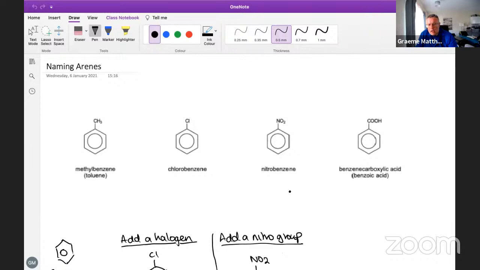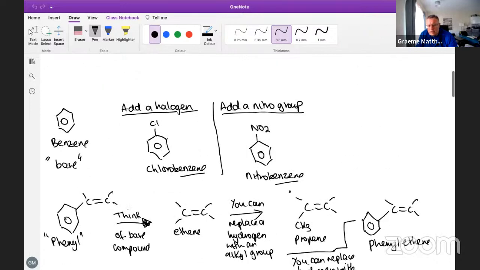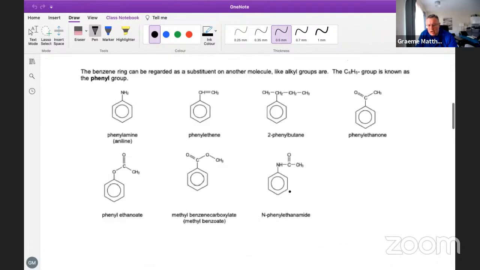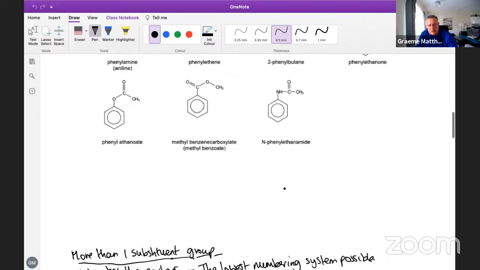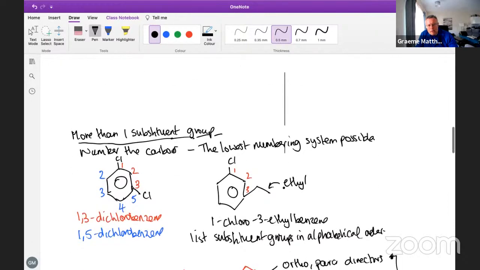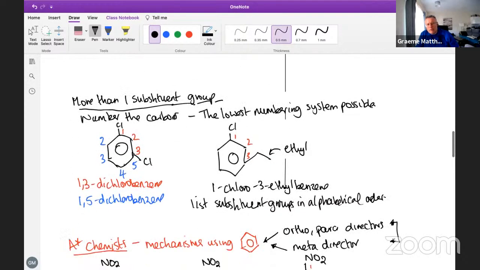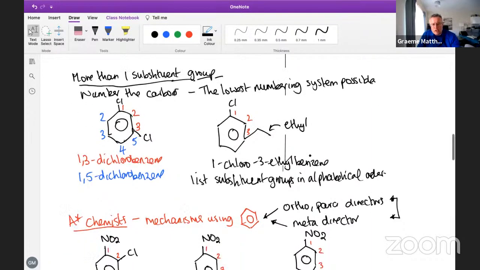Okay. And phenyl is when you have a higher priority functional group. It then drops down to being phenyl, because all I've done on my high priority functional group is take off a hydrogen and put a phenyl, a benzene, in its place, right? So the question then becomes, what happens if you have more than one substituent group?